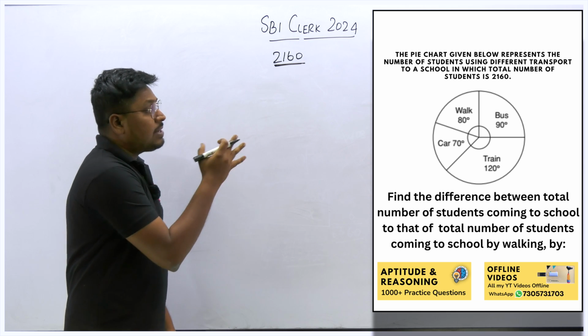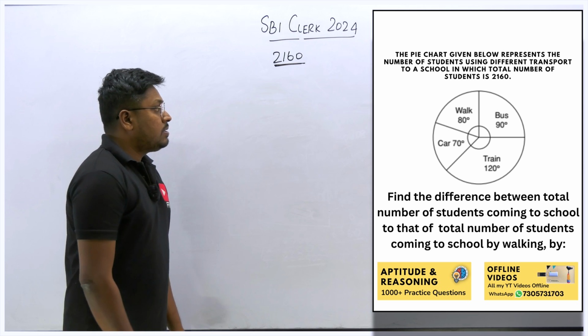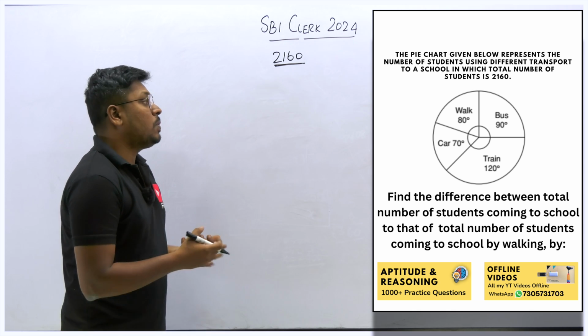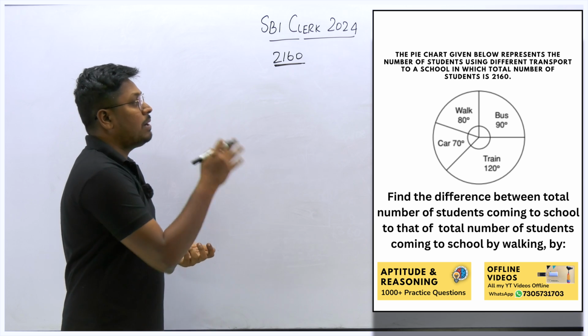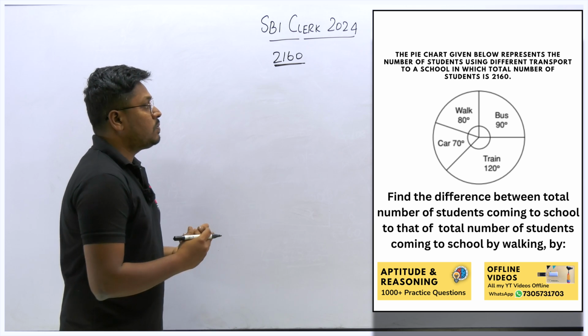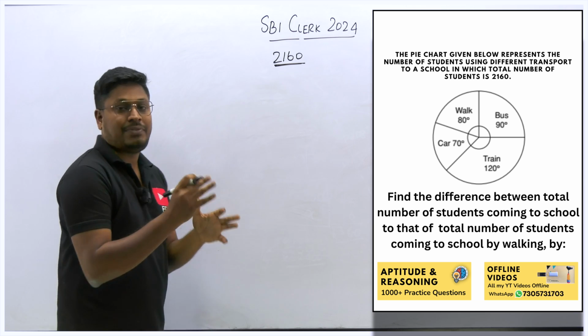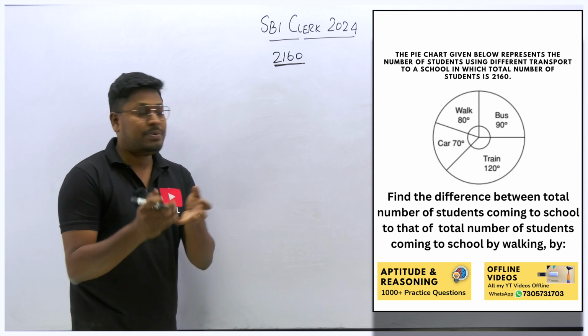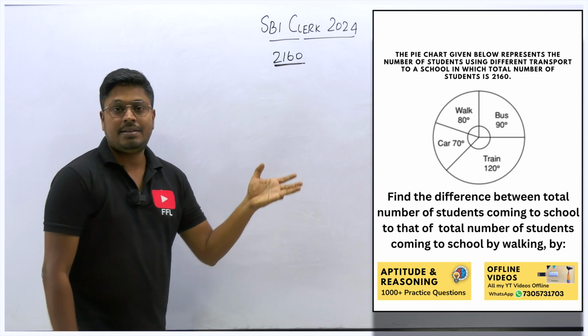So here is the last, fifth question of this chart. What is the difference between the total number of students coming to school by bus to that of the total number of students who are coming by walking? So we just need to find the difference. You can directly calculate the value by seeing the chart itself.